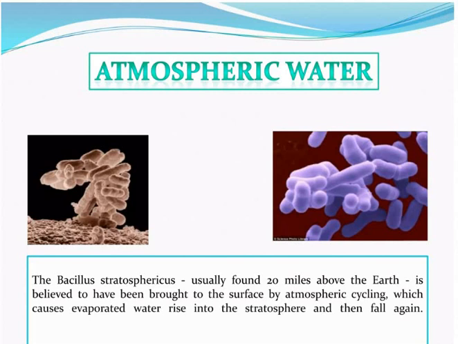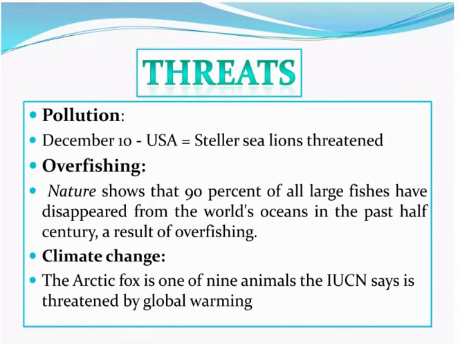Atmospheric water: a Bacillus stratosphericus, usually found 20 miles above the earth, is believed to have been brought to the surface by atmospheric cycling, which causes evaporated water to rise into the stratosphere and then fall again. So threats: pollution, overfishing, and climate change.